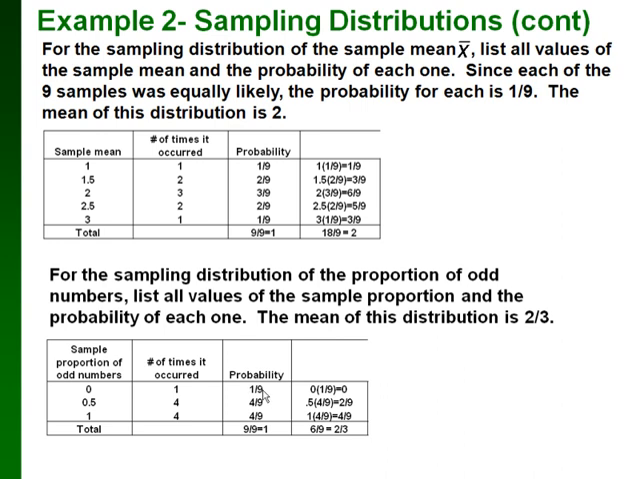And then again, since each of those 9 samples were equally likely, our probabilities are just 1/9 times the frequency of each one of those sample proportions. In this case, the expected value of our sampling distribution turns out to be 2/3. And again, if we think about our original process using the spinner, 2 out of the 3 numbers were odd numbers. So the population mean for this would also be 2/3.